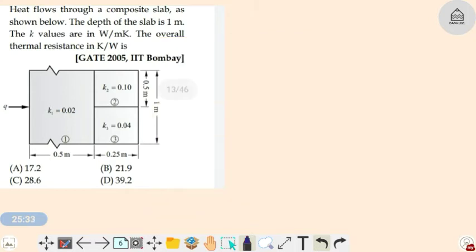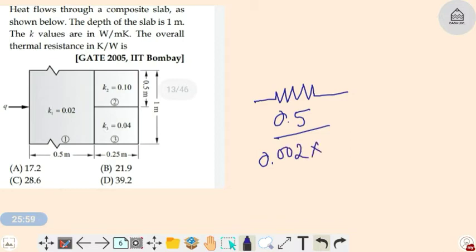Okay, first I will start from this position. The first thing I will encounter is a conductive resistance, which is equal to 0.5 L by Ka, where K is 0.002 into A. The area is not given, so I'll say A. Let's suppose the width is W and the length is given, that is 1. Okay, I can do it.